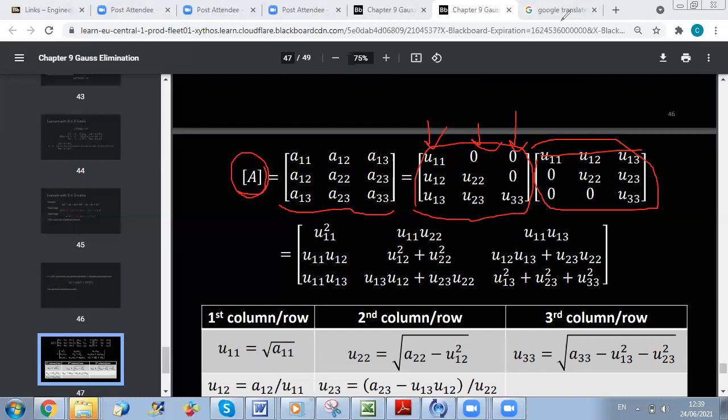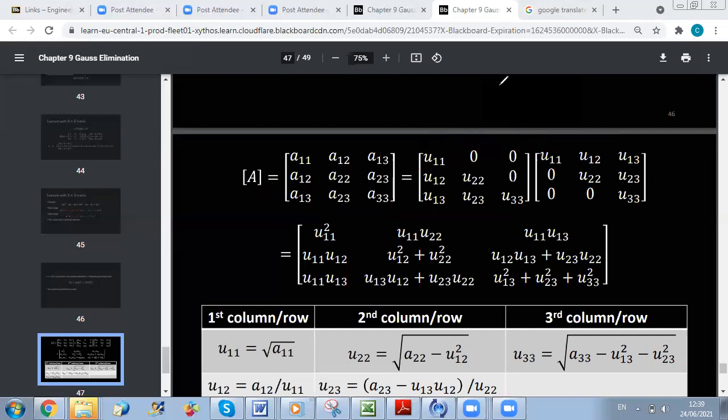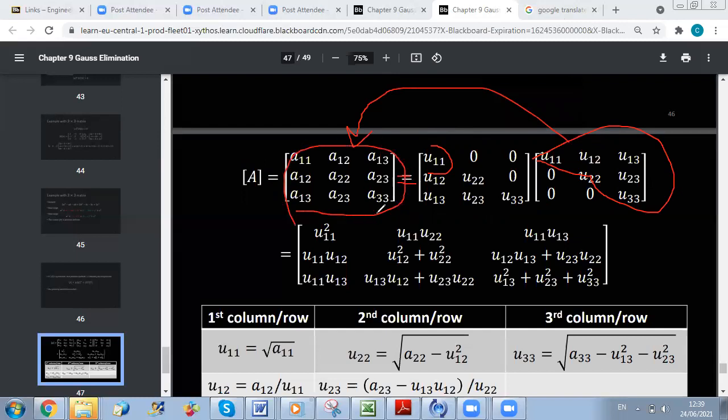Okay. Next step, I will try to find what these elements are. How many unknowns do I have? I just have 6 unknowns: U11, U12, U13, U22, U23, U33. I want to find them as a function of the coefficients of A. To be able to do this, I will use the equality. So this matrix is equal to this product. So let us first do the product and then compare the terms of A to the result of the product.